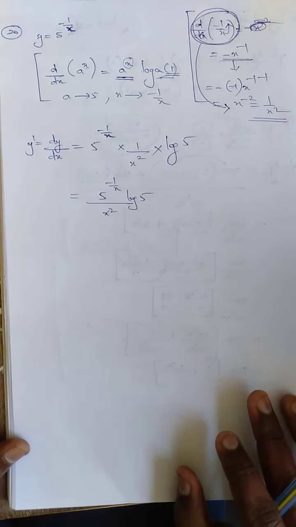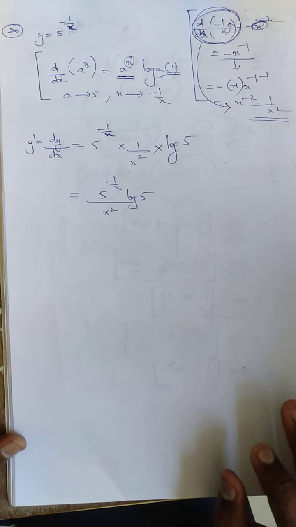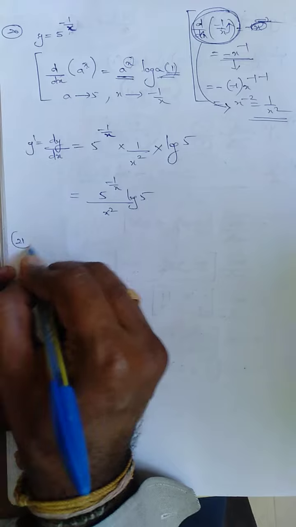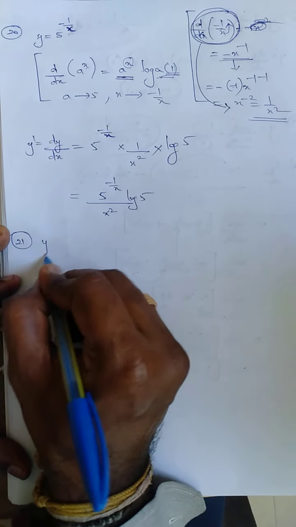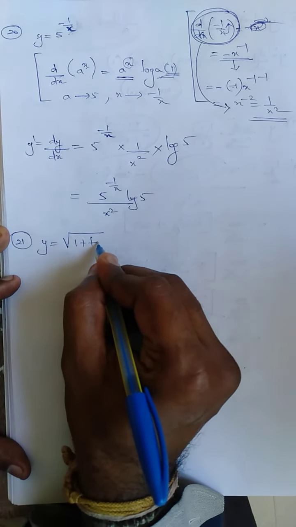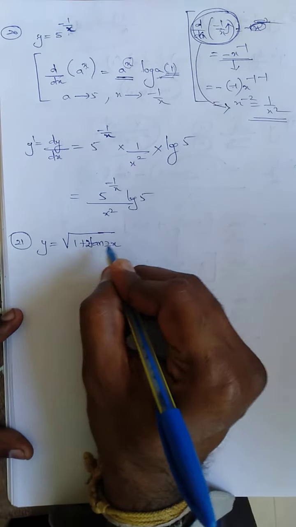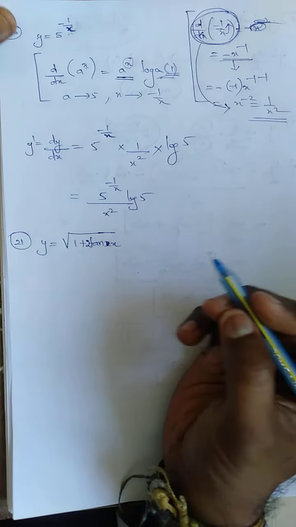You can do it by taking log on both sides. We are going to study that in the next exercise. At present we will see this sum. Sum 20 is over. Next, 21. y is equal to square root of 1 plus tan 2x. Sorry, 2 tan x. 2 tan x.